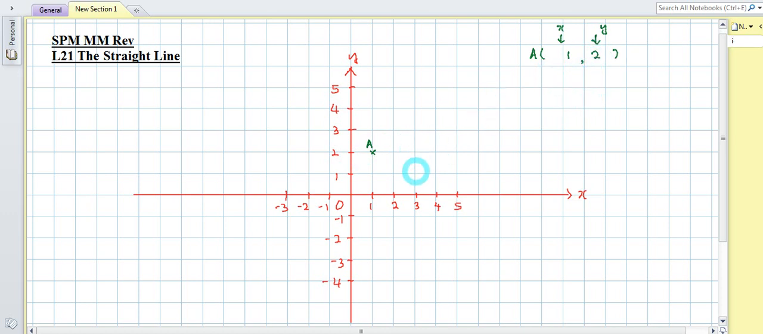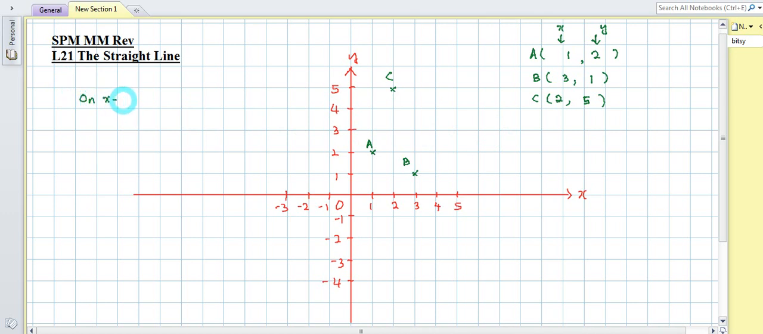How about we try another one? B. So what is the coordinate for point B? Remember x first. 3, 1. Easy, right? Okay, so put the C over here. So what's the coordinate for C? X first, remember, 2, followed by y, 5. Okay, so how do we write the coordinate of a point? It's actually very easy.